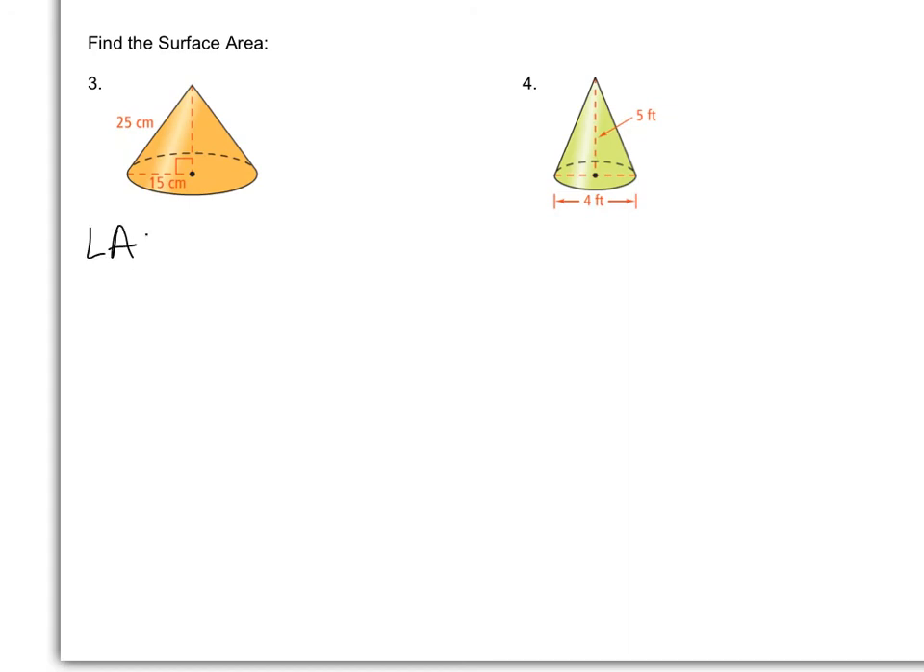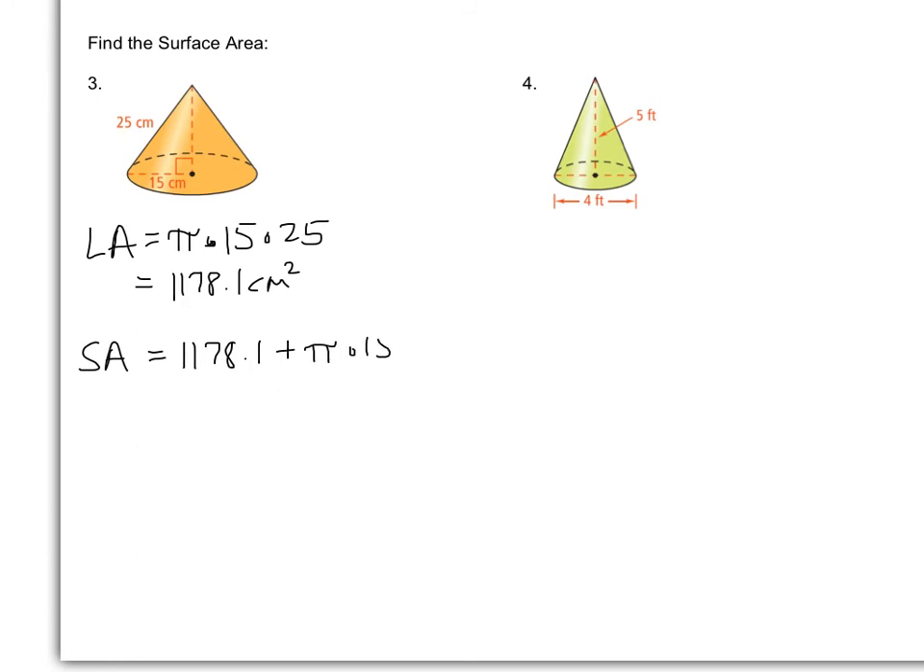So the lateral area is, again, pi times the radius times the slant height, pi r l. When I multiply those three things together, I end up with 1,178.1 centimeters squared. Okay, so now I find the surface area. That's going to be the lateral area plus pi r squared. In this case, r is 15, so 15 squared times pi is 706.9. When I add those two together, I end up with 1,885 centimeters squared. So again, the formulas are a little bit different for the cone, but it's the same process.